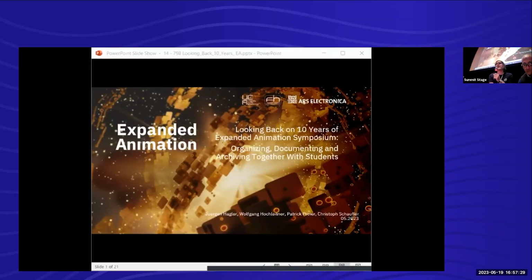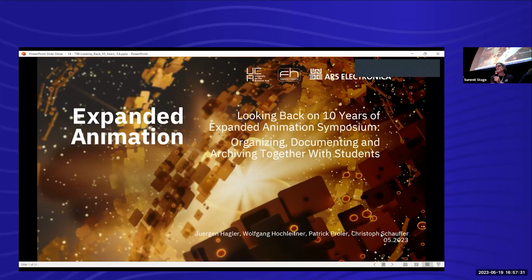The paper looking back on 10 years of expanded animation symposium explains the various tasks of organizing, documenting, and archiving the symposium together with students, and how we can involve students in this whole process. So I think I can link to some discussions that we've already had on the topic on volunteers.